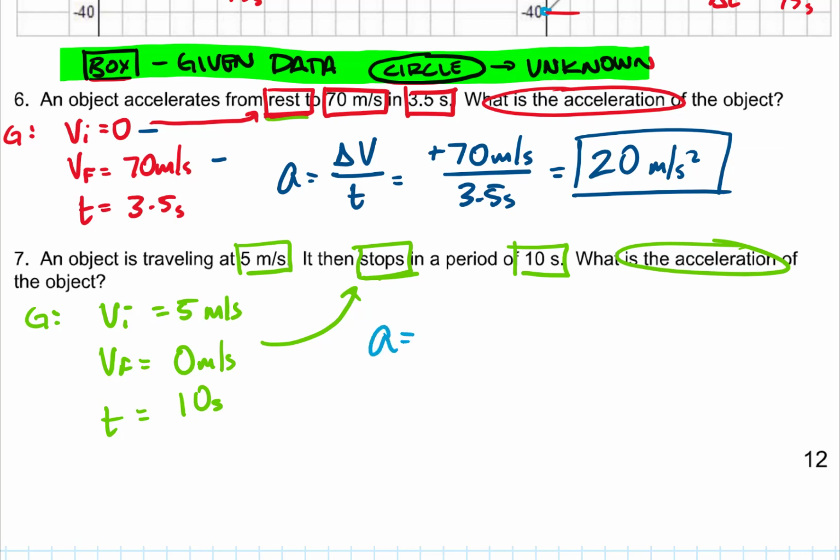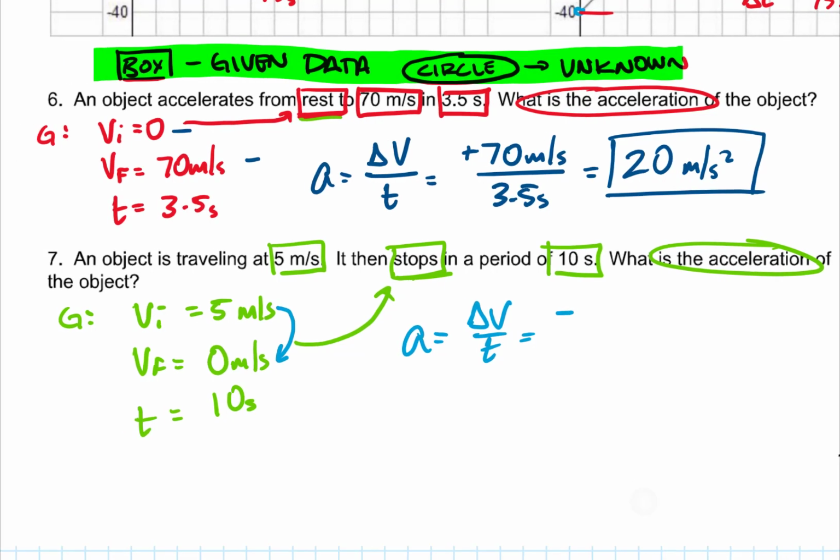We're going to use the same equation. Acceleration is the change in velocity over time. If I go from 5 to 0, I'm losing velocity. I'm not gaining it. So my loss in velocity makes it a negative change in velocity, 5 meters per second. We took that velocity away, divided by 10 seconds. So this acceleration comes out to be negative 0.5 meters per second squared.